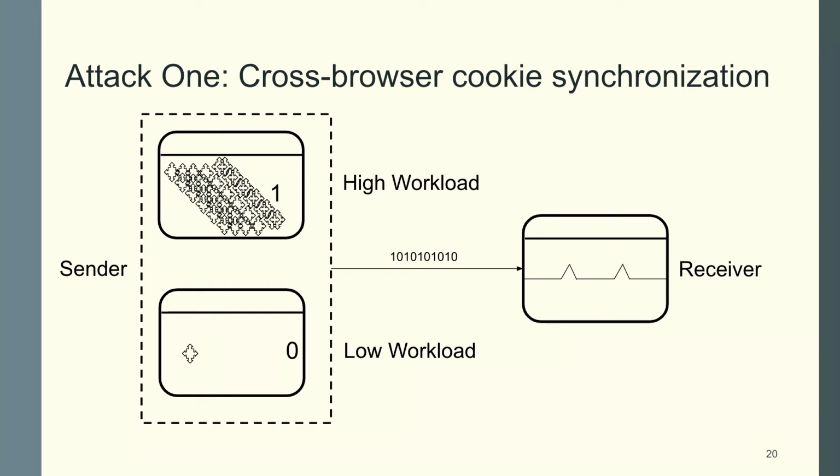Just like the example we showed previously, when the sender has the high workload and the low workload rendering task, the rendering time of the receiver is different. It means the sender transfers the cookie to a binary array and sends it to the receiver, and the receiver, according to the rendering time, can know the result.